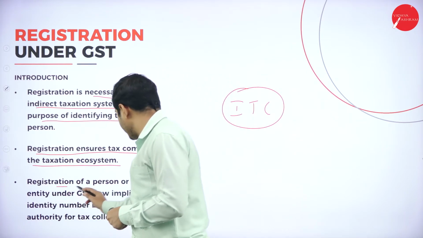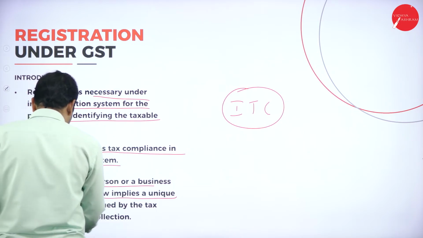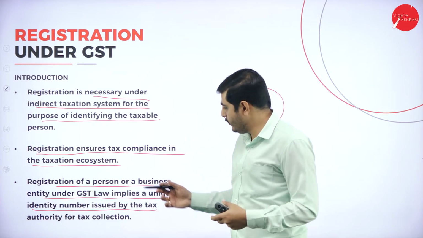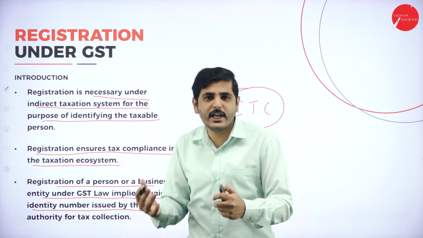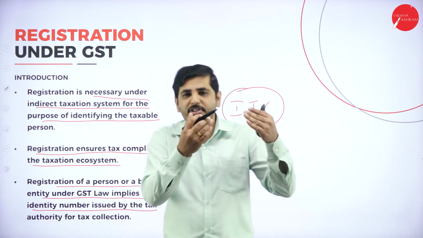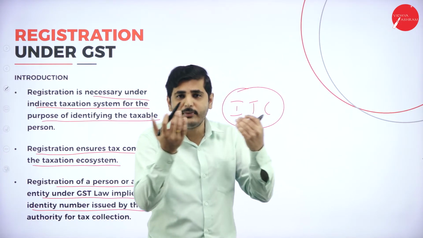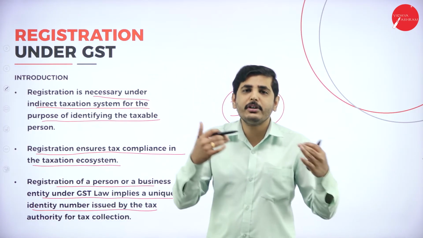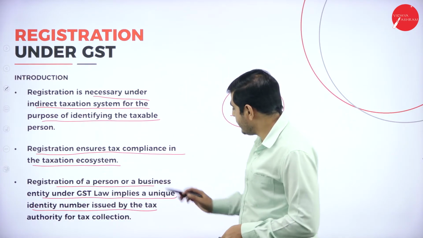Next one, a registered person or business entity under the GST law receives a unique identity number. If you get registered, the authority will provide you a unique identity number, and on the basis of that number we do all transactions. It is like a bank account number. Whatever the transaction, how much you have deposited or withdrawn, similarly how much input we have utilized to produce the product, the value of the output, and how much input tax credit is available, all of that will be available under this unique number.